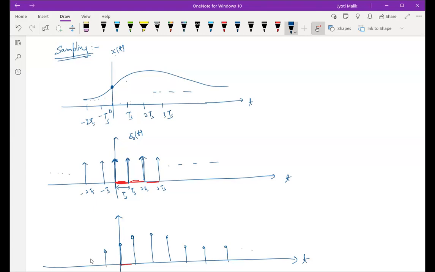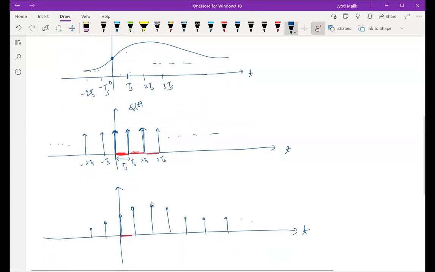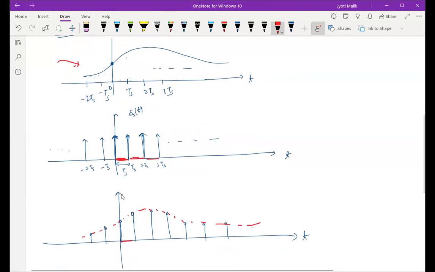And similarly on the other side. And always remember, if you join the heads of all these samples, you should get this signal back. So for example, if you join their heads, it should give you the shape of this original analog signal. So this is your sampled signal xs of t, and these intervals are ts. Like that. So now in xs of t, you have samples after every ts time.